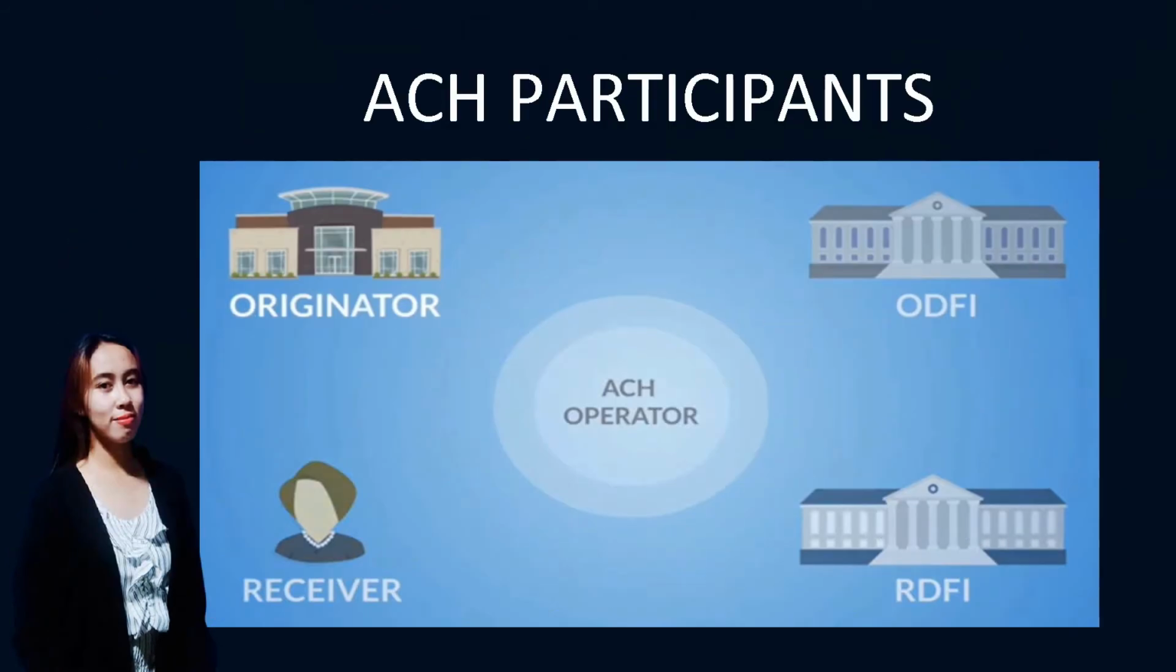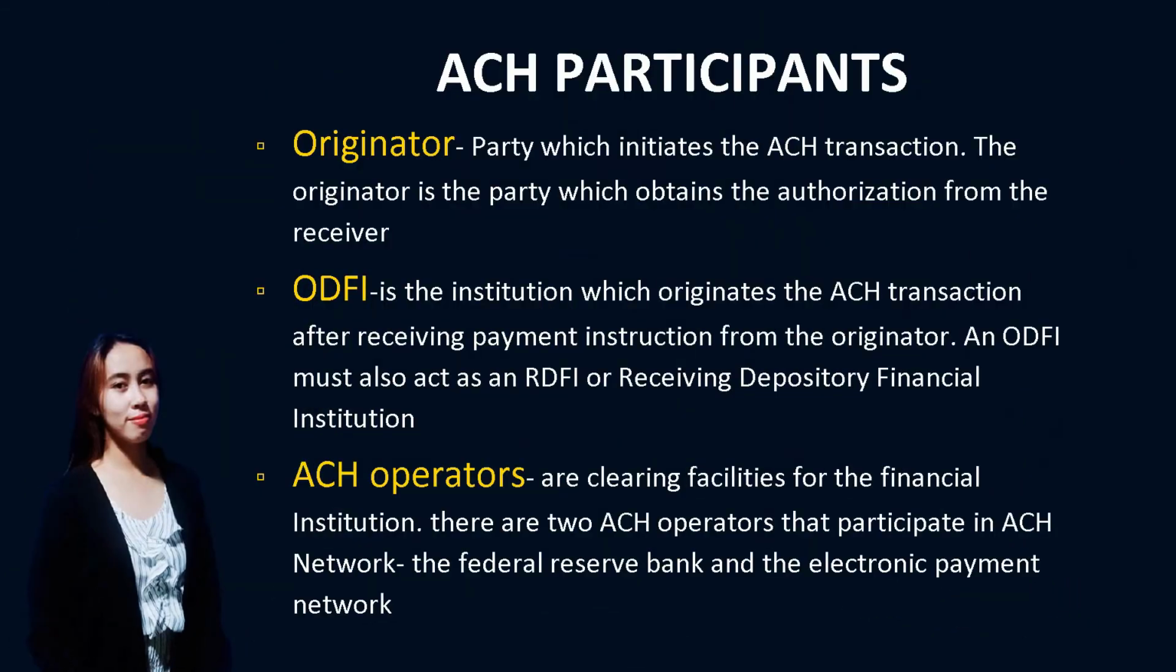Now that we have defined ACH and understand why we need to know about it, let's look at the participants. We have what's called an originator, originating depository financial institution, or ODFI, ACH operator, Receiving Depository Financial Institution, RDFI, and receiver. An originator is a party which initiates the ACH transaction. Again, it can be a company, government agency, or a person. The originator is the party which obtains the authorization from the receiver.